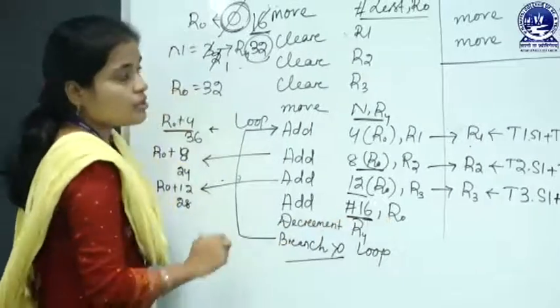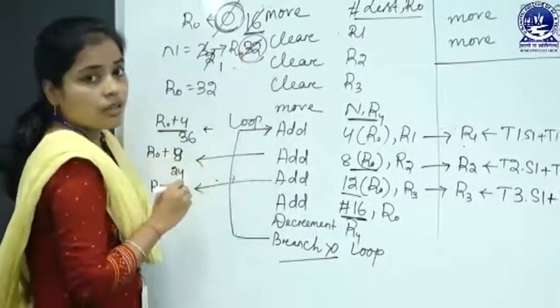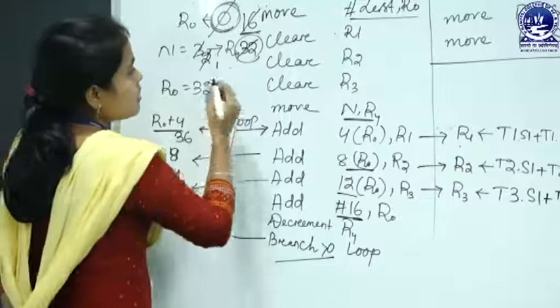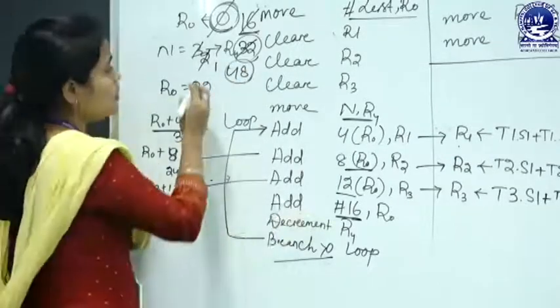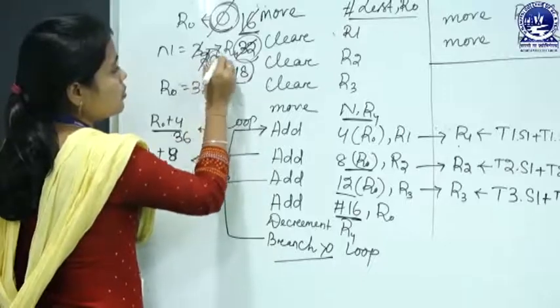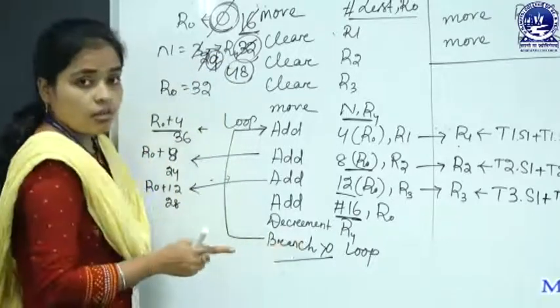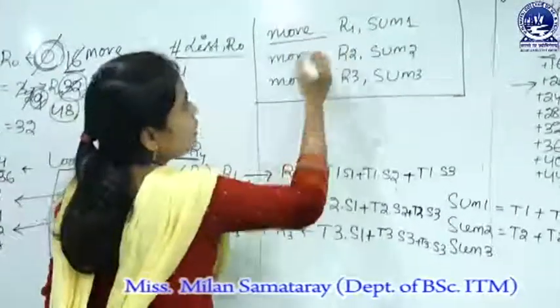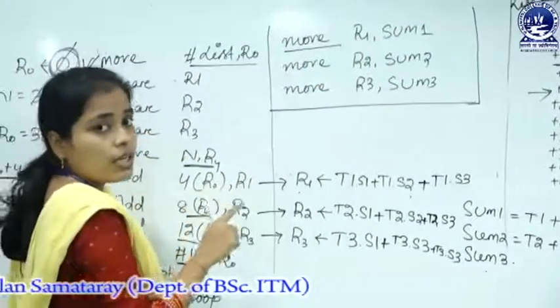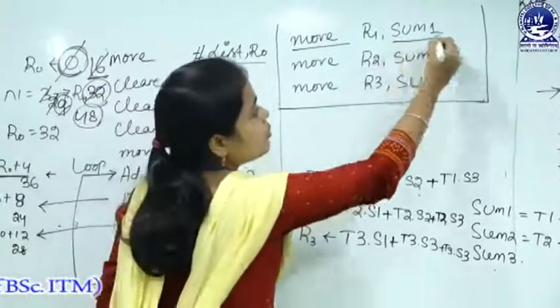Then add here 16 to R0. Now add 16, what is the value? It is 48. Then decrement R4, now R4 value is 0. So, branch greater than 0, no, it is false. Then go to the next instruction, that is whatever the content of R1 will be moved into the sum 1.